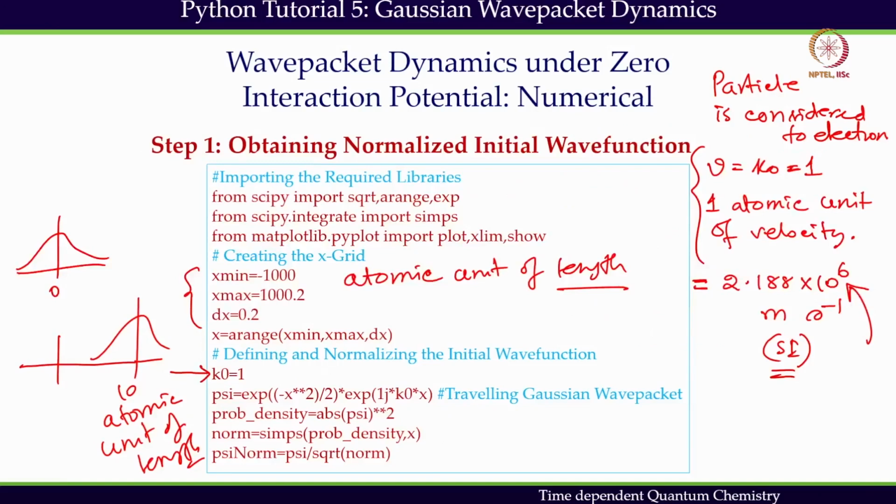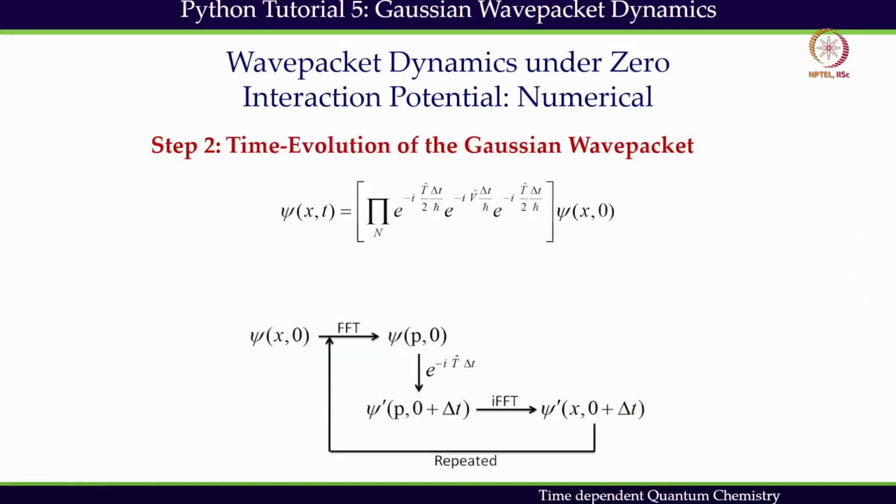Remaining part, whatever we have written in the program, is equivalent to the way we have learned normalization, how to normalize a discretized wave function. So this is a discretized wave function representation, and we are normalizing it. First we have to normalize the initial wave function, and then we have to propagate it. The propagation part we will look at in the next session.